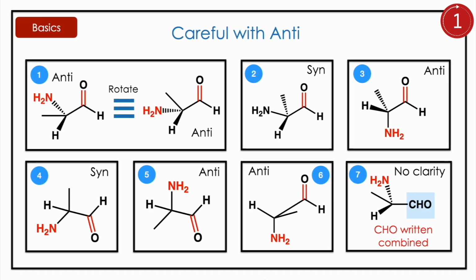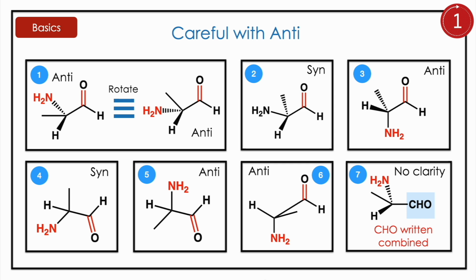Let us see the most confusing factor: how to find the anti or syn position. Here the various possibilities are shown. In the first molecule, amine and carbonyl are anti to each other. If you rotate it, you will have the same molecule, but it may look like syn. But the syn group is only methyl, not amine. So be careful with rotation. Always follow the solid line.